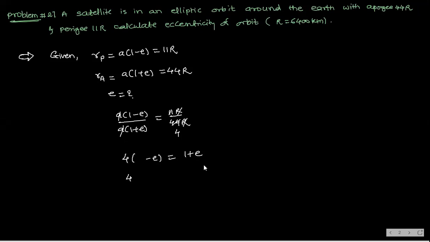Here 1 should come, right? 1 minus E is equal to 1 plus E. So this is 4 minus 4E is equal to 1 plus E. And this is 4 minus 1 is equal to E plus 4E. So therefore, how much? 3 is equal to 5E. And therefore E is equal to 3 by 5.